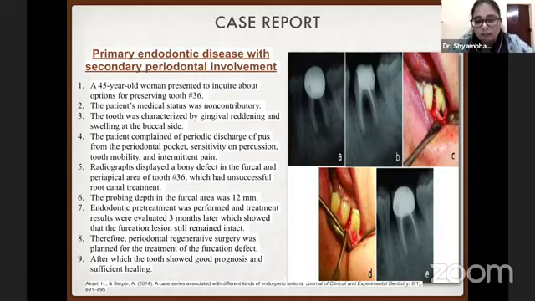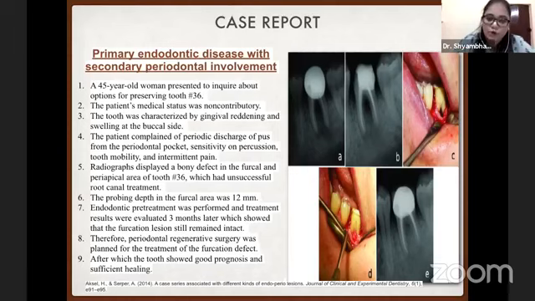It is a poorly done root canal treatment with a full coverage restoration, which has led to furcation bone loss and a periapical abscess, as well as bone loss around the entire tooth structure. Now, the patient's medical status was non-contributory. The tooth was characterized by gingival reddening and swelling at the buccal side. The patient complained of periodic discharge of pus from the periodontal pocket, sensitivity on percussion, tooth mobility, and intermittent pain.